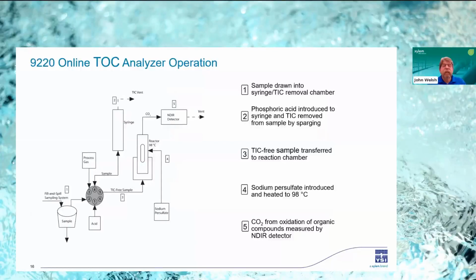A quick tour through a schematic diagram, how it works. As I mentioned, sample is drawn through the syringe into the TIC removal chamber. Acid is added. The CO2 that's generated in that reaction is vented overboard. The TIC free sample is then transferred to the reaction chamber, which is held at 98 degrees C. Sodium persulfate is delivered through the persulfate pump. CO2 from oxidation of organic compounds is then measured directly by the NDIR detector.